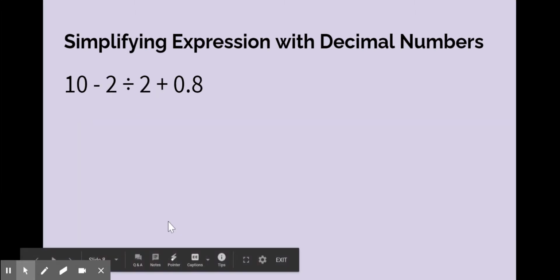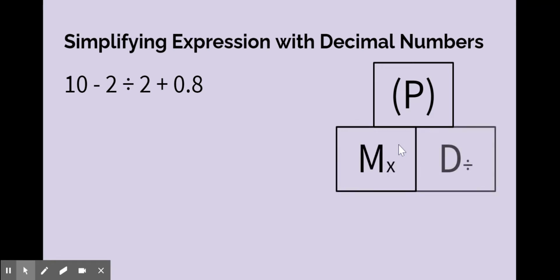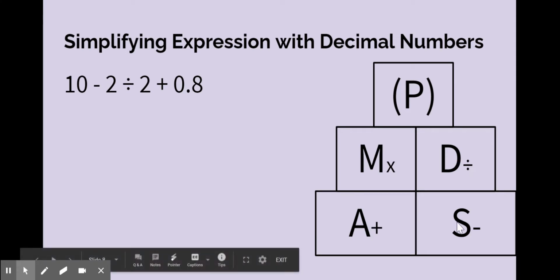All right, let's practice another expression. Again, let's review our order of operations. We start out with parentheses, multiply or divide, whichever comes first, add or subtract from left to right. So when we look at this expression, we have subtraction, dividing, or adding. Which of those operations would come first? Well, we don't have any parentheses, so then we have to decide, are we multiplying, dividing, adding, or subtracting first?